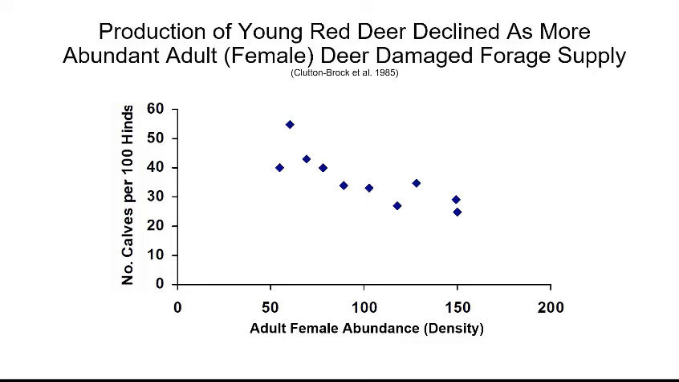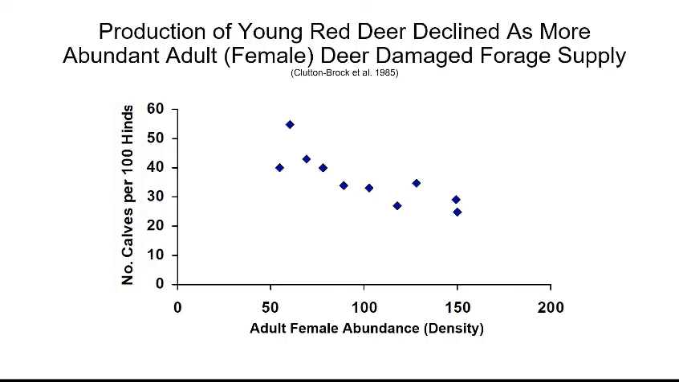And this is the production of young red deer, or calves, per 100 hinds. A hind is an adult red deer. The study encompassed a range of densities, from 50, you see 50, 100, 150 adult females present in the population. This is just the number of adult females, which is indicative of the overall red deer population.